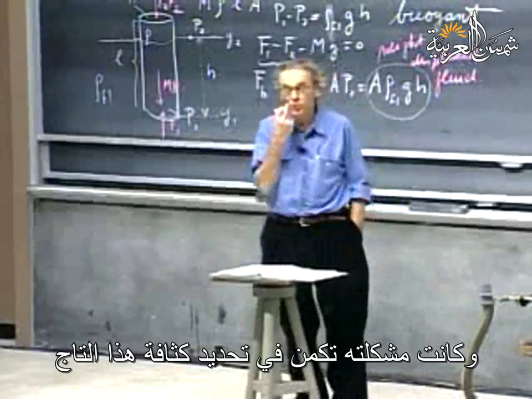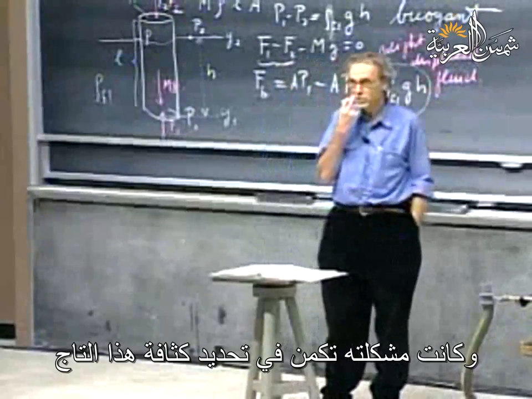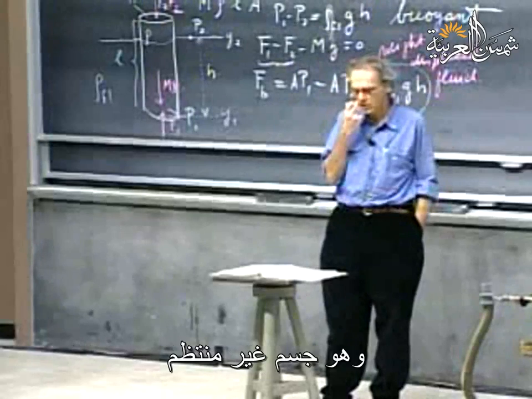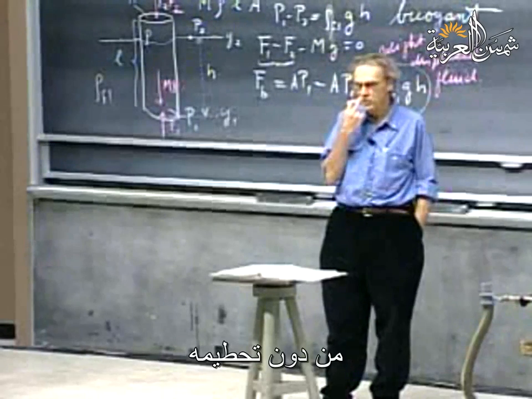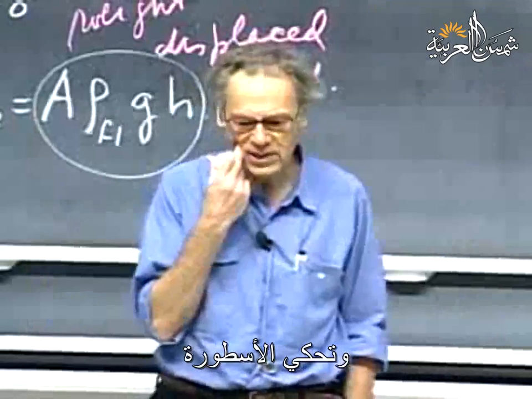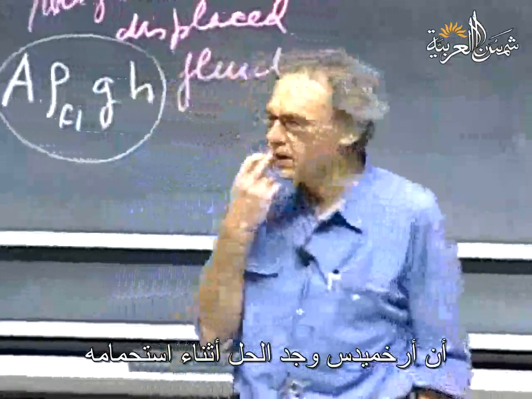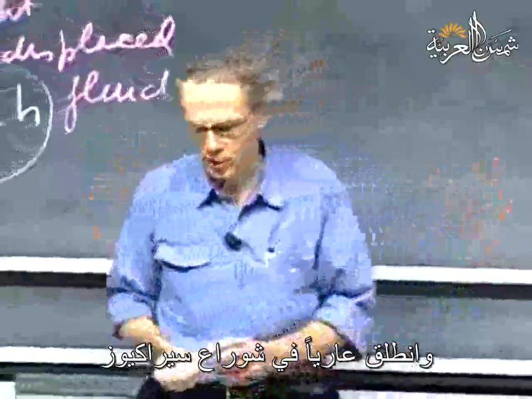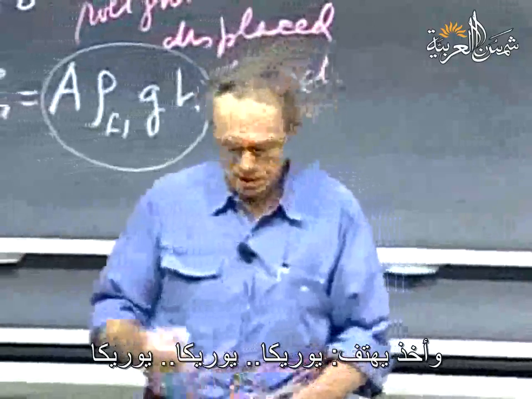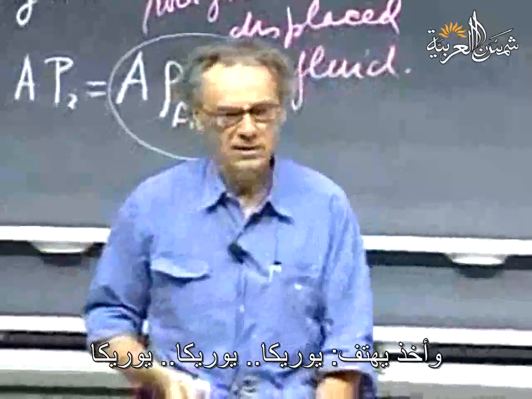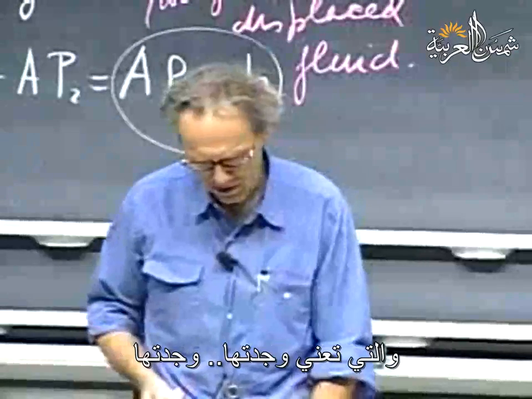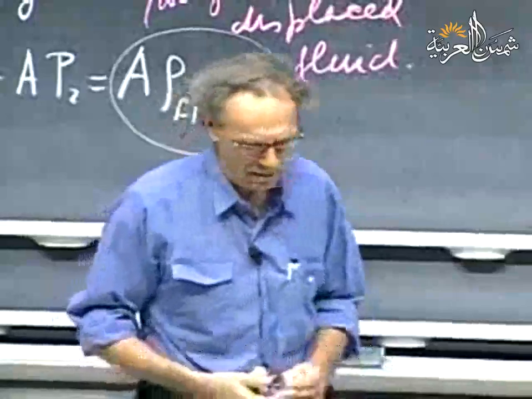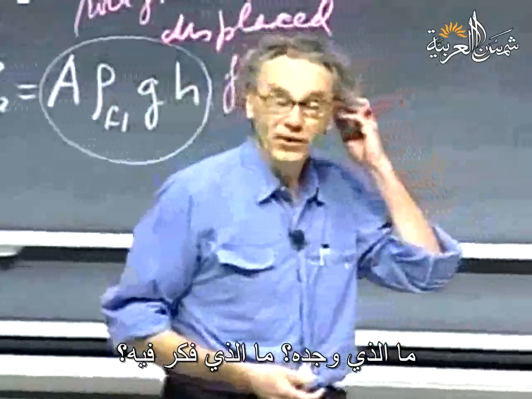The problem for him was to determine the density of this crown, which is a very irregular shaped object, without destroying it. And the legend has it that as Archimedes was taking a bath, he found the solution. He rushed naked through the streets of Syracuse and he shouted, "Eureka, Eureka, Eureka," which means I found it, I found it. What did he find? What did he think of? He had the great vision to do the following.